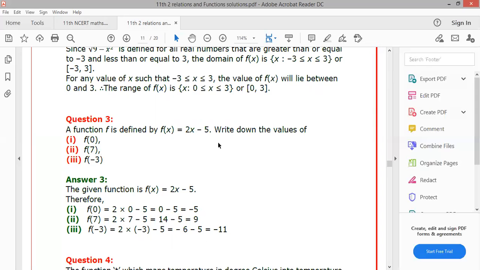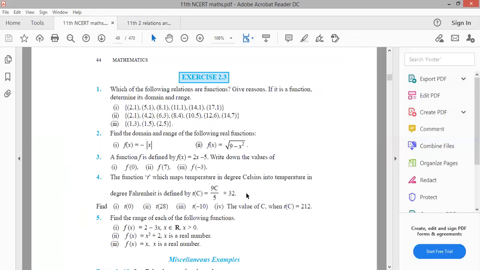Okay? And the next question of this exercise is the function t, which maps the temperature in degrees Celsius into temperature in degrees Fahrenheit, is defined by t of c is equal to 9c by 5 plus 32. We have to find the value of t of 0, t at 28, t at minus 10, and we have to find the value of c when t of c is equal to 212.